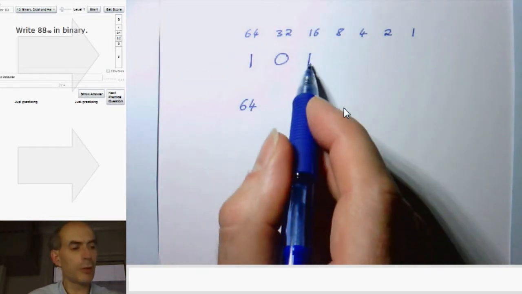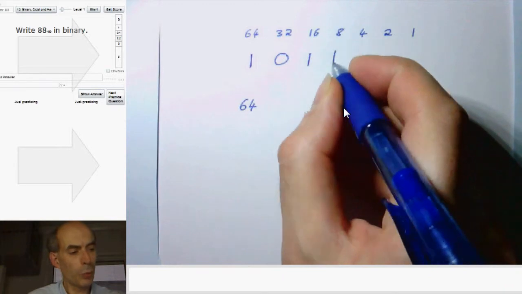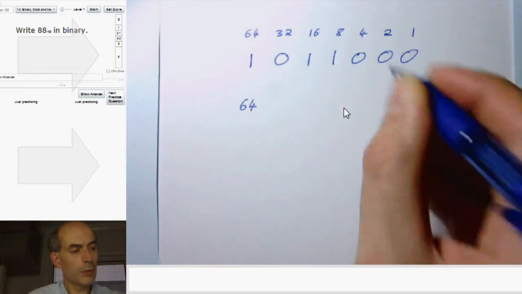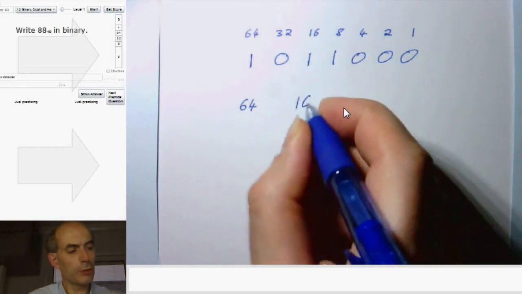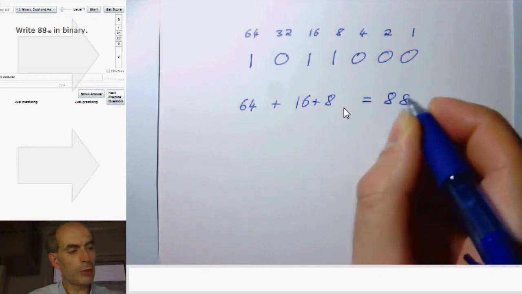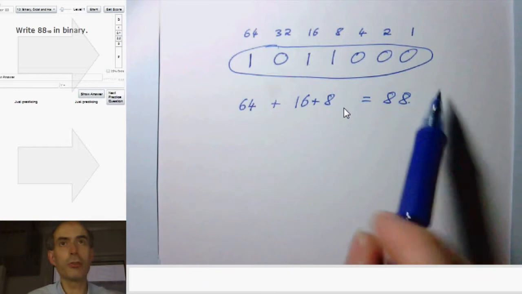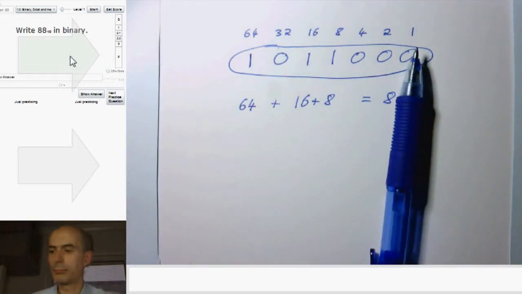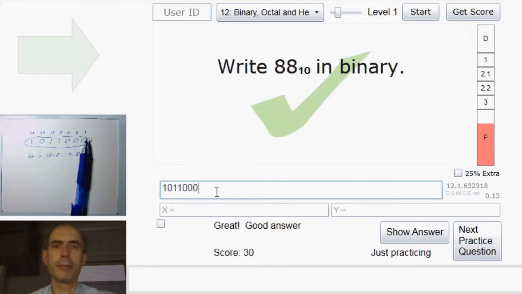There's 8 left to find. Well, 8 is easy because there's an 8s column here. So we put a 1 in there, and 3 more zeros. And what we have is 64 plus 16 plus 8, which is 88. So this here is my binary representation of 88: 1, 0, 1, 1, 0, 0, 0. Fine. Next one.